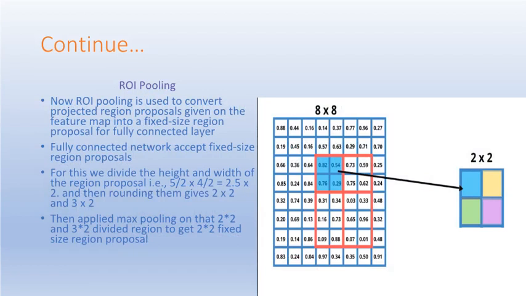ROI pooling is used to convert projected region proposals on the feature map into a fixed size region proposal for the fully connected layer. The fully connected network accepts fixed size region proposals. For this we divide the height and width of the region proposal, i.e. 5 by 2 cross 4 by 2 equals 2.5 cross 2, and then rounding gives 2 cross 2 and 3 cross 2. Then we apply max pooling on those 2x2 and 3x2 divided regions to get a 2x2 fixed size region proposal.